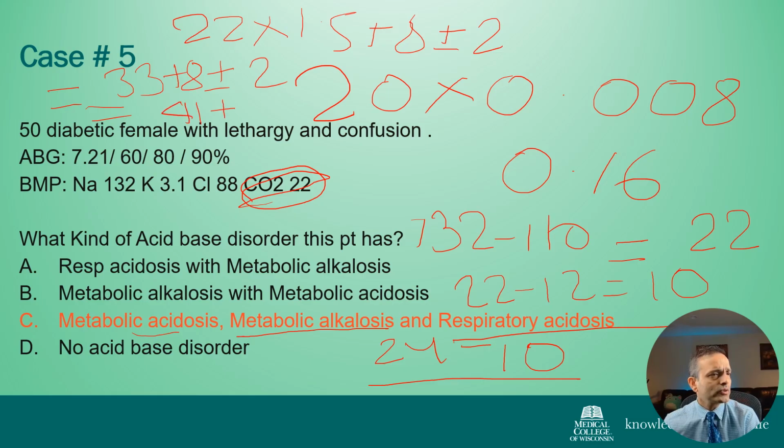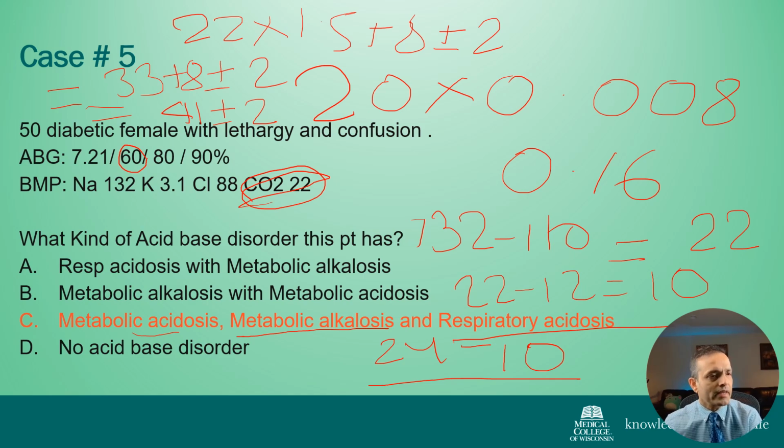41 plus minus 2. So with this bicarbonate, we anticipate the carbon dioxide number to be somewhere from 39 to 43. How much carbon dioxide does this patient have? This patient has 62, so has more carbon dioxide than expected from this bicarbonate level. So that means the patient has a respiratory acidosis.